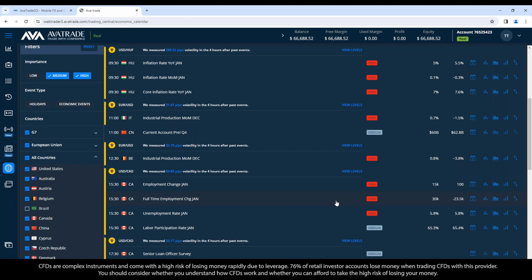Canada's interesting, highly dependent on crude oil exports as a part of their GDP. Interesting movements against the USD a lot of times. It looks like jobs numbers are coming in: unemployment change, full-time employment change, unemployment rate, labor participation. Let's look at the employment change here for January.